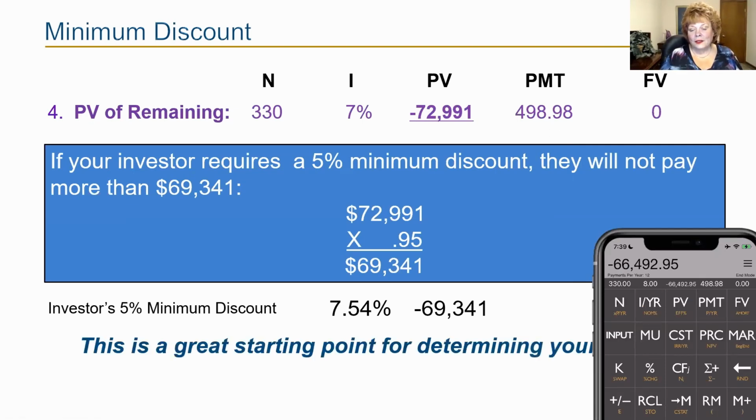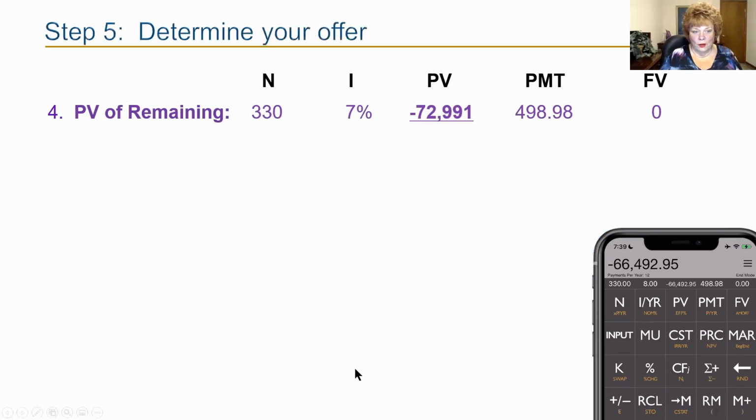So this is where I start to determine what my offer is actually going to be. I make sure my loan to value is safe, and then I look at what is the investor's minimum discount, and then I work from there.